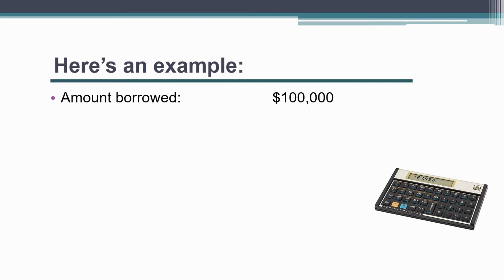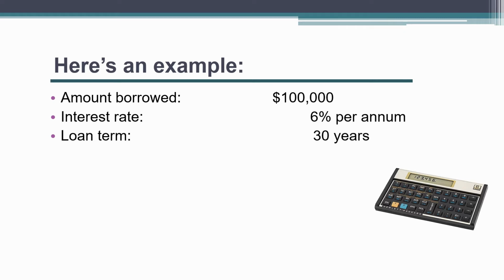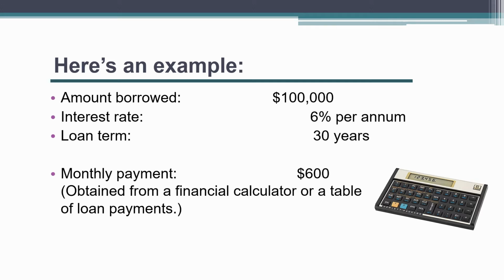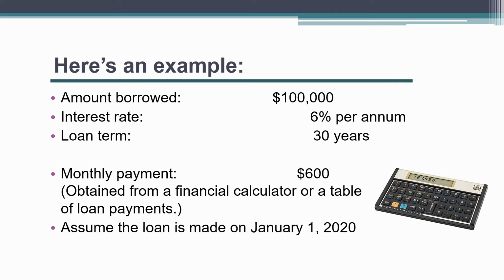Let's suppose we borrow $100,000 at an interest rate of 6%. The loan term, let us say, is 30 years. And those numbers are quite typical of residential mortgage loans in America. Now, the monthly payment on that loan is going to be $600. How did we know that? Well, to get that figure, we need either a table of loan payments or a financial calculator like the one in the picture there. Let's assume that the loan is made on January 1 of the year 2020.